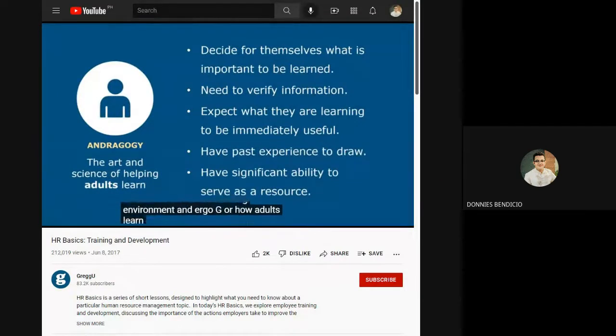Andragogy, or how adults learn, is a little bit different. For instance, adults decide for themselves what's important to be learned. They need to verify information that's taught or provided in a lesson based on their own beliefs and experiences. They expect to have learning that's immediately useful to them, and have a lot of past experience upon which to draw from in their learning environments, and therefore have a significant ability to serve as a knowledgeable resource to the trainer and learners around them.